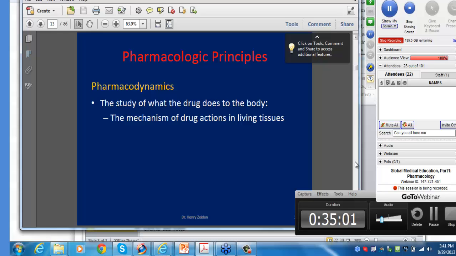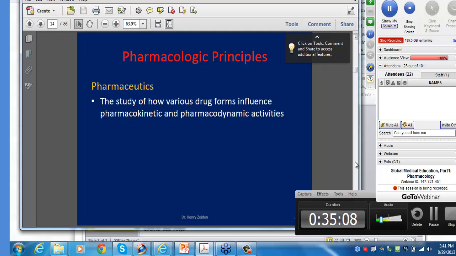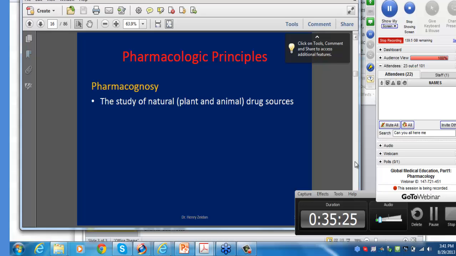Pharmacodynamics: what the drug does to the body, mechanism of drug actions. Pharmaceutics: drug forms influence pharmacokinetics and pharmacodynamic parameters. Therapeutics: clinical indications for drugs to prevent and treat diseases. You want an adequate dose. Natural resources: plant and animal drug resources.